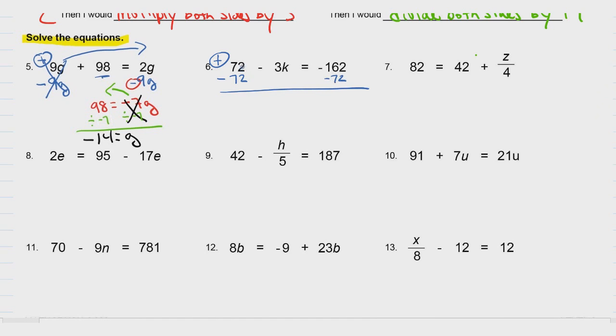Well, 72 minus 72 is 0, it's gone. And you have a 3k here. But hold on, right here is a negative sign. Don't forget you have to include that negative sign. Some of you might be saying, that's not a negative sign, that's a minus sign. Well, if you forgot it, a minus and a negative are actually the same thing. So it is a negative. All right, so don't forget that negative sign.